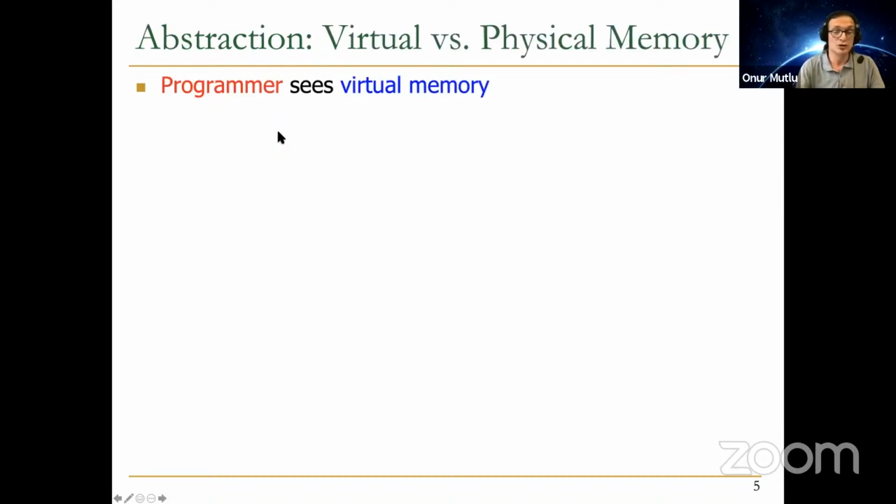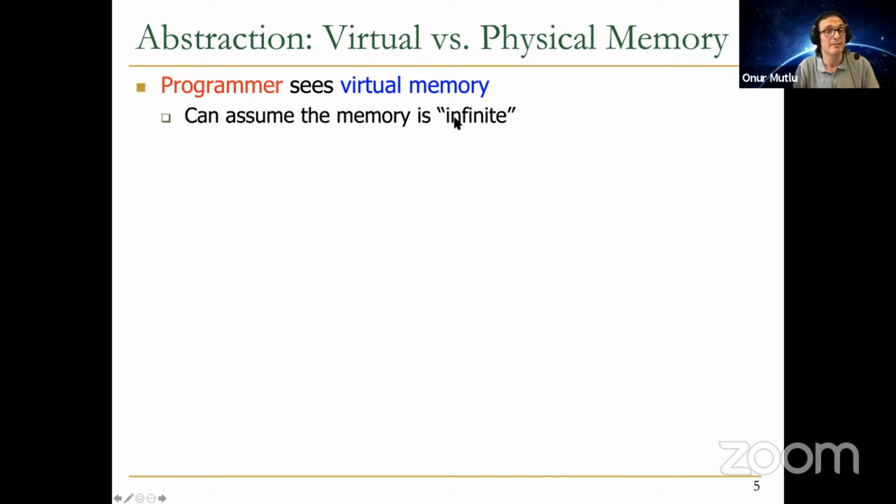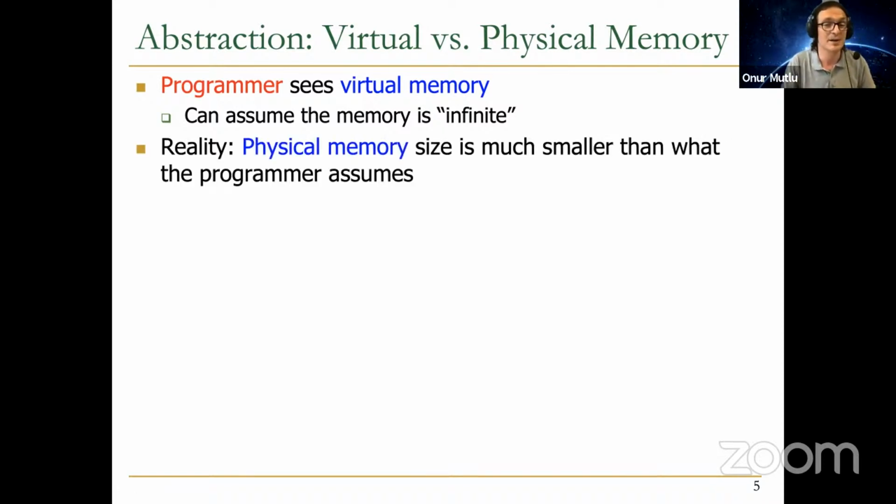I actually showed you the slide earlier, before we started going deeper into the physical memory subsystem and the caching subsystem. I said that we're going to talk about physical addresses and physical memory, but the programmer actually sees virtual memory. Now we're going to talk about what that is. Basically, virtual memory allows the programmer to assume the main memory size is infinite or large enough that they don't need to worry about it. But in reality, physical memory size is much smaller than what the programmer assumes in many real systems today. That was not necessarily the case in the past.